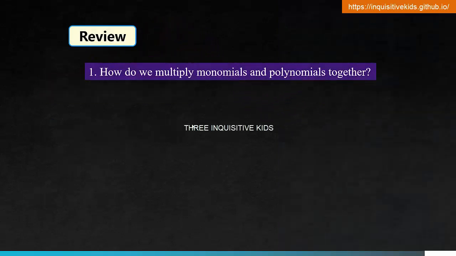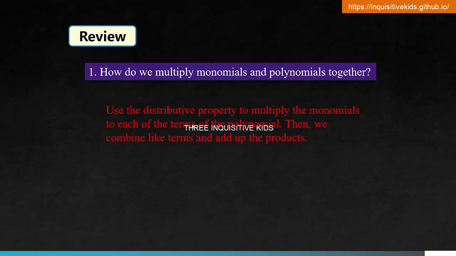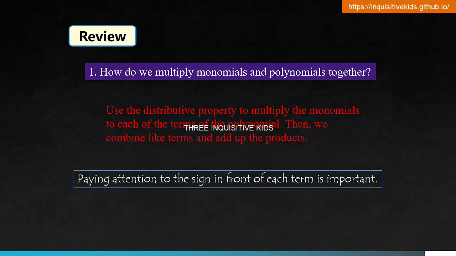Here's some review. 1. How do we multiply monomials and polynomials together? Use the distributive property to multiply the monomial to each term of the polynomial. Then we can combine like terms and add up the products. And then you have to be sure to pay attention to the sign or symbol in front of each term. Is it negative or is it positive? Do you have to change the sign after multiplying?